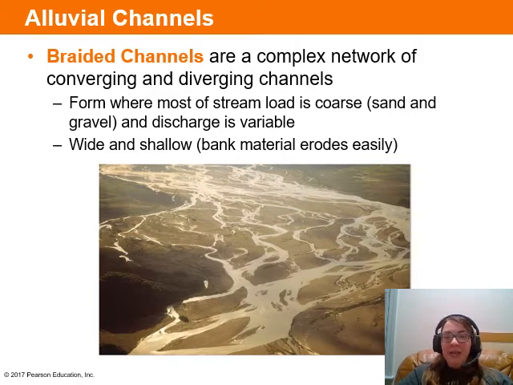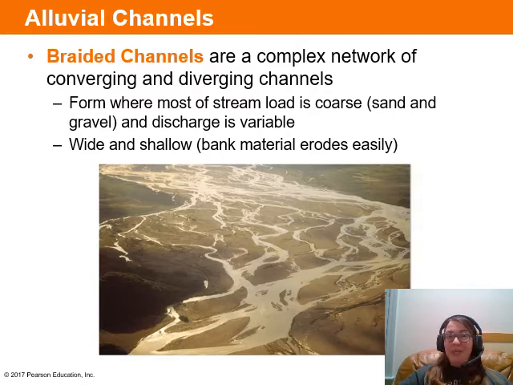So we can see that here. We'll see these patches of land separating the different channels of a braided stream. And that's just because in this area, we're seeing larger pieces of sediment. But these braided channels are going to be very different. As you can see in this image, they're very wide. Sometimes these braided channels are going to be miles wide, but they are incredibly shallow. Generally, they're going to be a few inches deep.